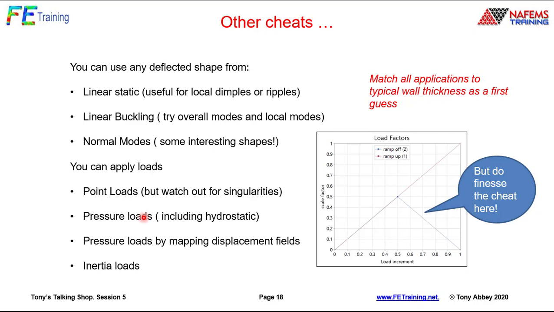Pressure loads are nice. We can put a soft pressure load on, maybe like a hydrostatic load or something like that. I also like to take pressure loads by mapping displacement fields. So I get a displaced shape from somewhere, such as any of these approaches here, and then I produce a field equation from that, or a field data table, and I just convert that to a pressure, and I've got a nice sympathetic soft pressure. I can also apply inertia loads as well. But again, whichever ones we're going to be using, don't forget to finesse the cheat in this particular case. And again, we're thinking about our wall thickness just as a first guess in all these cases.